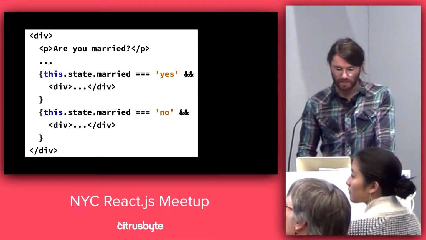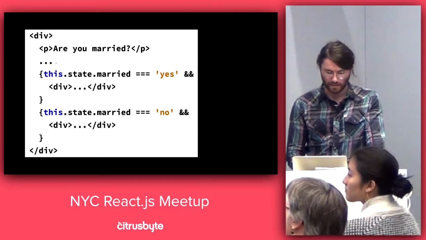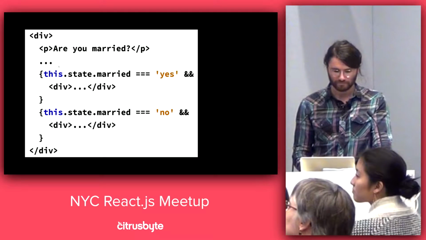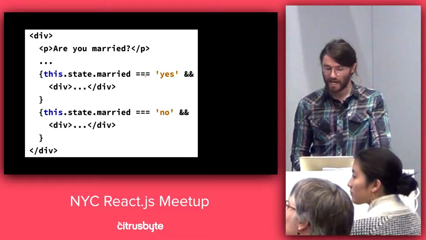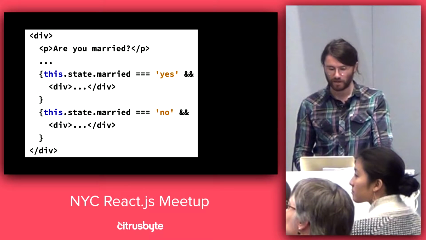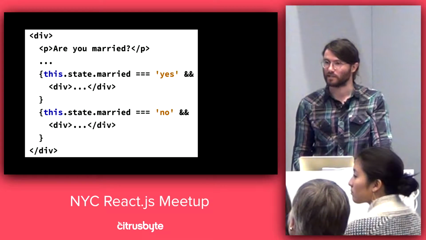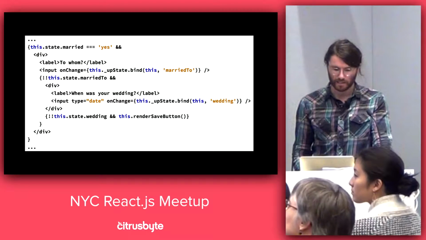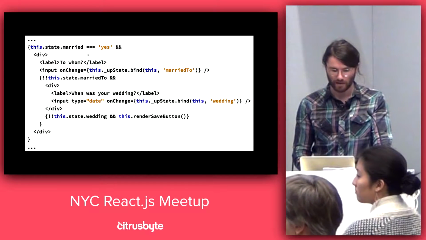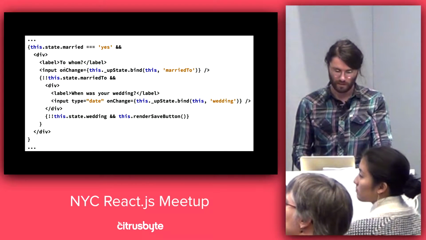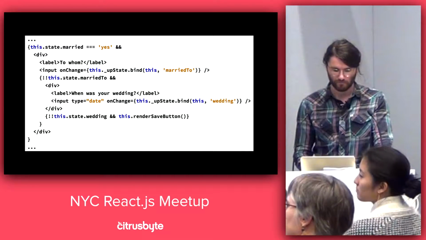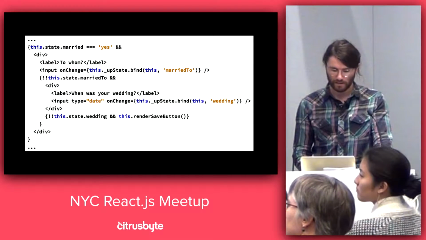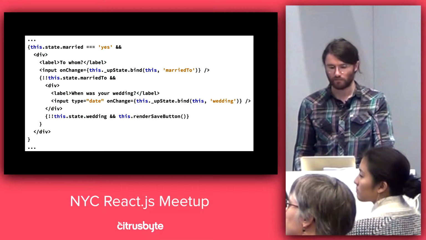So are you married? And then that whole thing where we were setting the state is hidden inside that ellipsis. And you have to say, if married equals yes, then render this whole thing. If married equals no, render this whole thing. If we follow this through, you'll end up with this kind of thing. If you're married, then you say to whom. If they've filled out to whom they are married, then show when was your wedding. If they've filled that out, then show the save button.